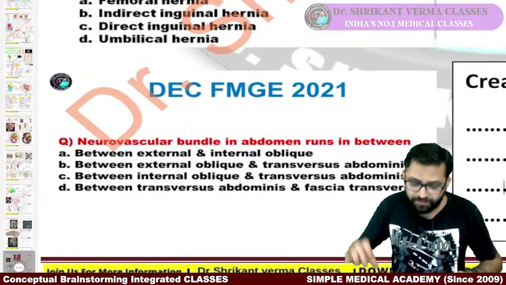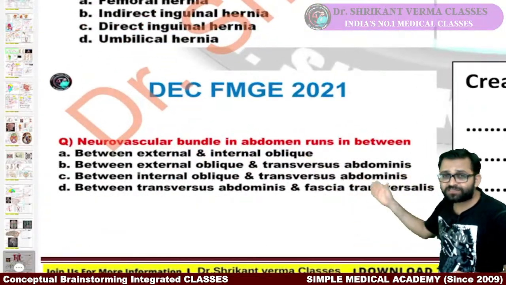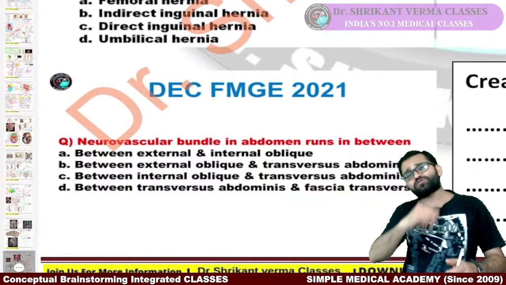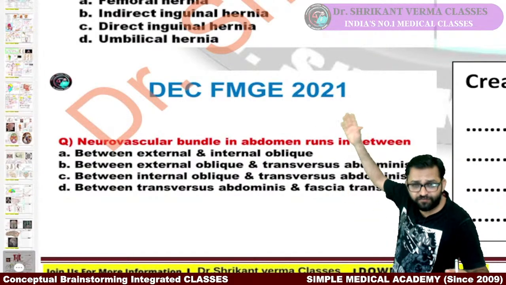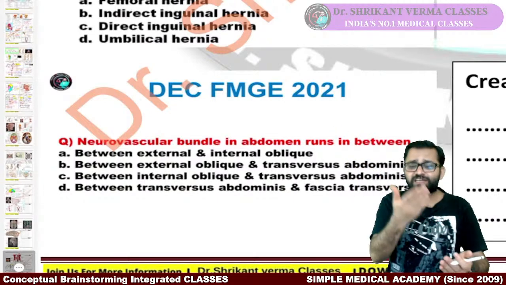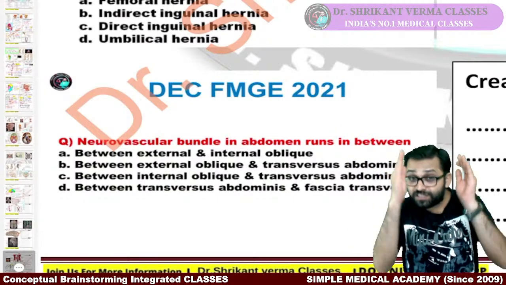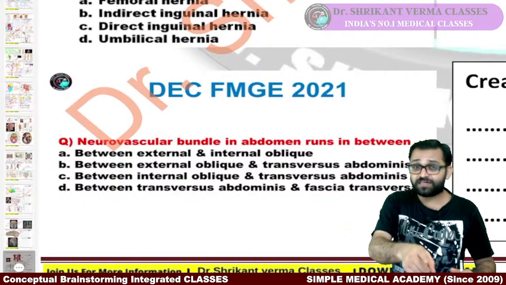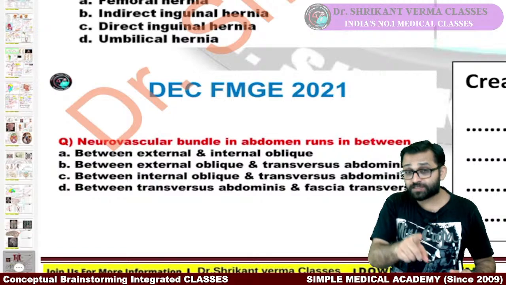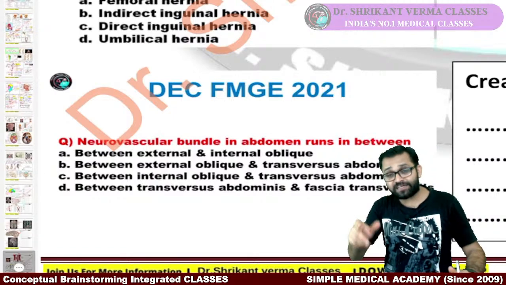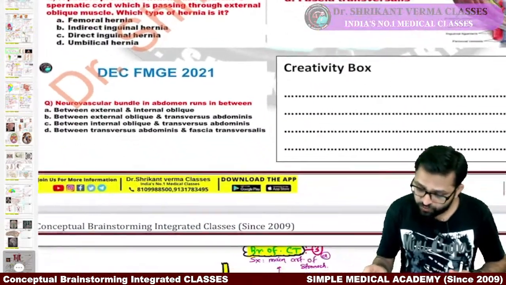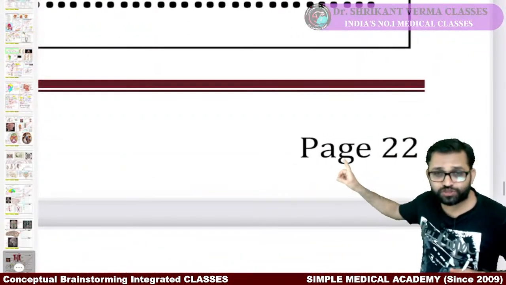Yes, there is a question, beta: neurovascular bundle in the abdomen runs in between what? Yes, this is the question. So how can you say that if this question was asked in 2021, definitely it should be asked in 2022? And that is what happened, questions came from the anterior abdominal wall. Get ready for December 2022: directly or indirectly, the anterior abdominal wall will be asked. Okay, so you can follow this topic at page number 22.